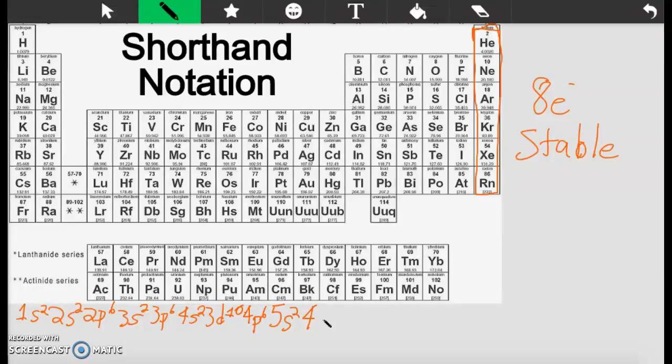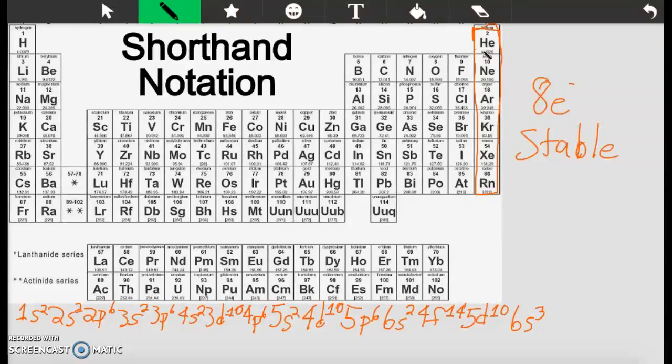5s2, 4d10, 5p6, 6s2, 4f14, 5d10, and then finally 6s3. So huge configuration, just took us about a minute and a half to write it. So yeah, instead of writing this each time, scientists use your shorthand notation.